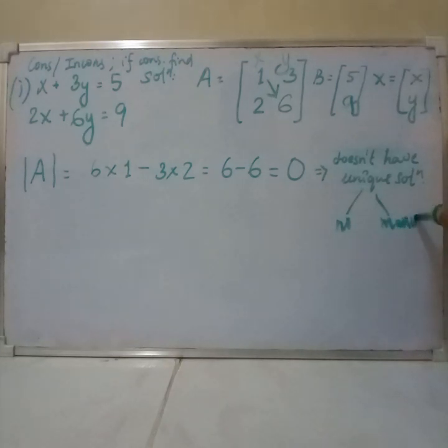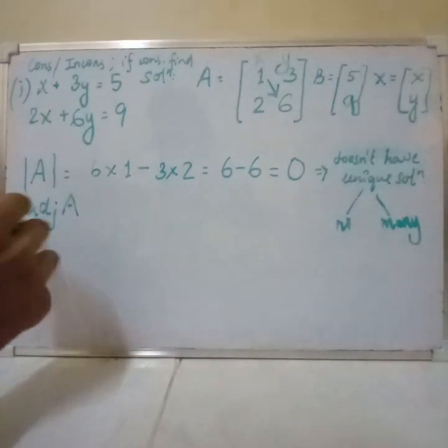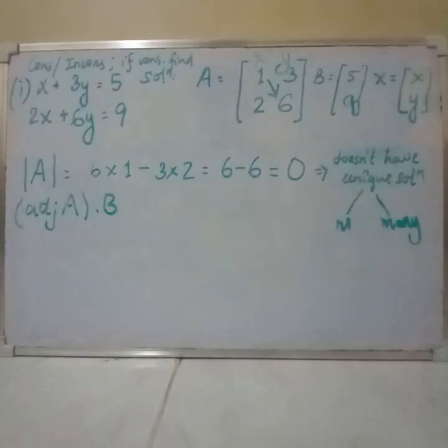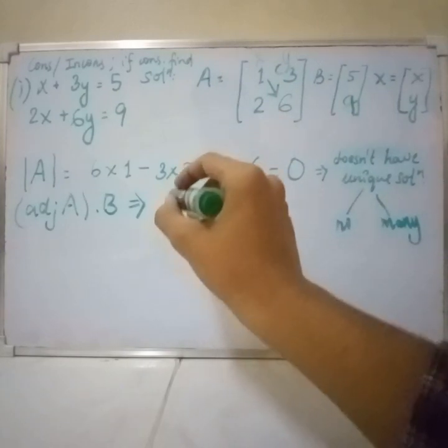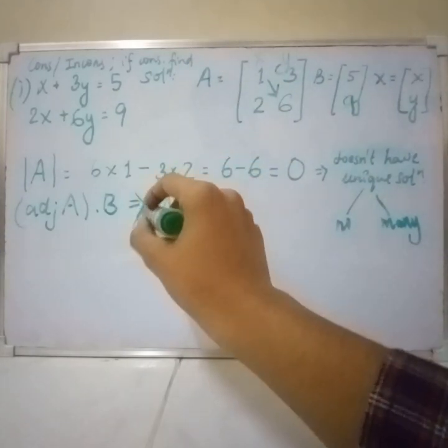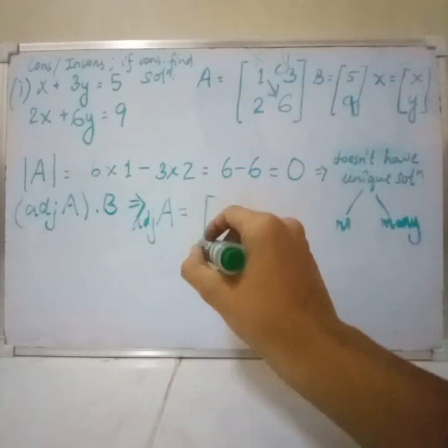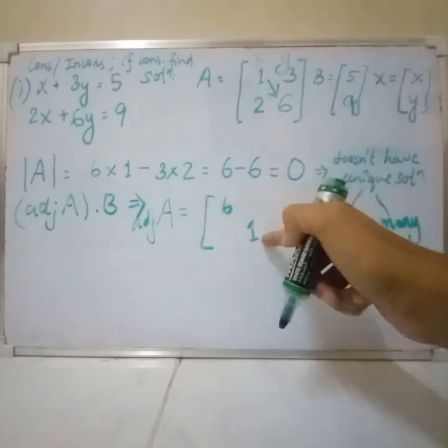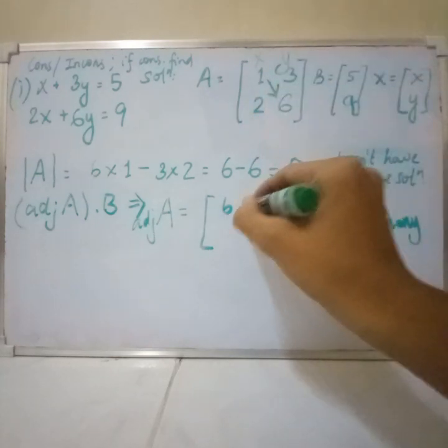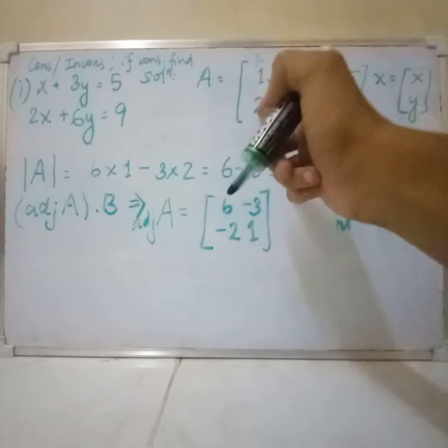To confirm this, we have to check the next step, which is to find the adjoint of A multiplied with the B matrix. To find the adjoint of a 2 by 2 matrix, we have this technique. For the primary diagonal, you just switch the places of the elements. So it will be 6 here and 1 here, and for the other two elements you just change the signs. So minus 3 and minus 2.